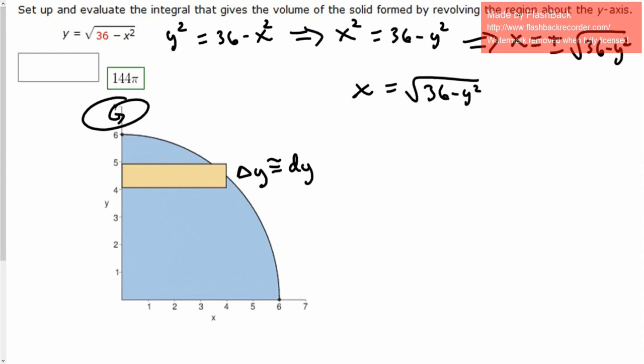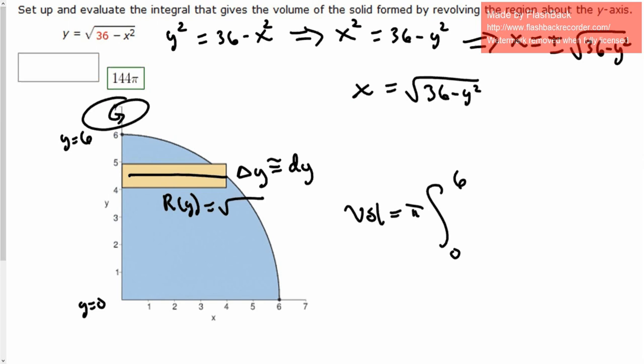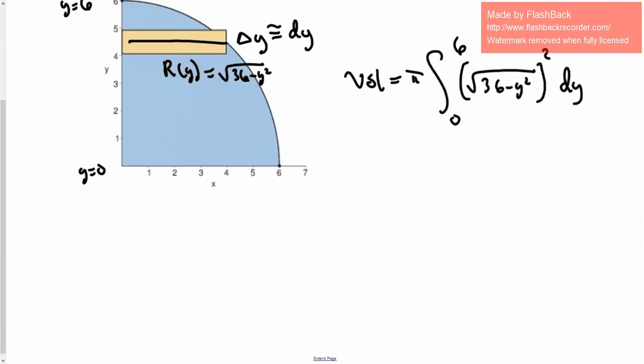So you can just swap out those values and everything is good. So we're looking for the volume. So the volume based on that formula is pi times the integral. Let's see where y is going. Y is bounded from here, y equal to 0 to y equal to 6. So we're going from 0 to 6. If we measure this radius with respect to y, it's equal to the square root of 36 minus y squared. So we take the radius squared and then dy. So this is the square root of 36 minus y squared, all to be squared, and then dy. So we get the volume is pi times the integral from 0 to 6 of 36 minus y squared dy.